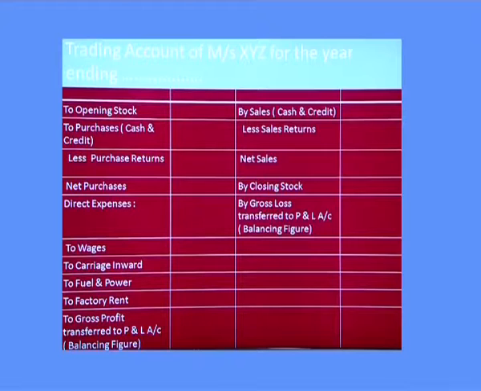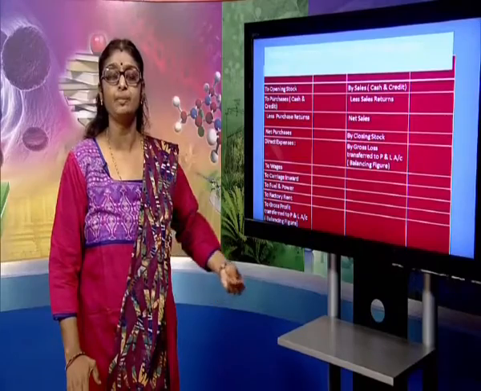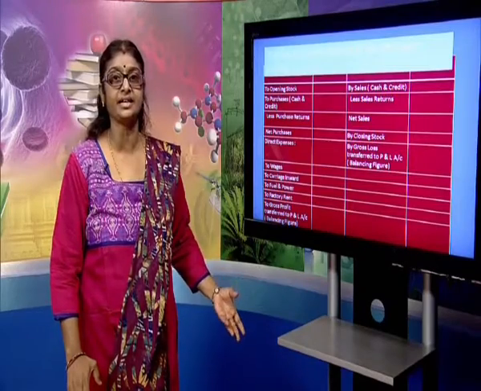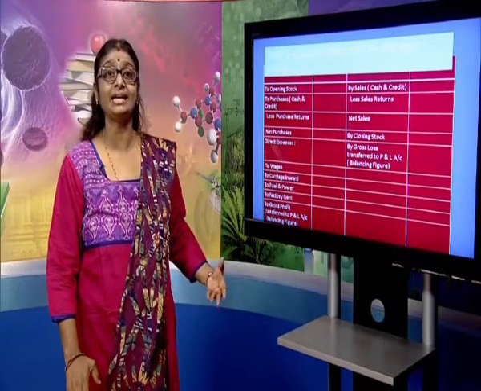On the debit side, as a second item, you have to write purchases. It includes both cash purchases and credit purchases. From there, you have to deduct the purchase returns. Now, what you will get is the net purchases. Along with that, on the debit side, you have to write all the direct expenses like wages and carriage on purchases, that is carriage inward. All direct expenses related to the factory. In order to make the product, you have to meet certain expenses like fuel and power, factory rent, etc. So, these are direct expenses.